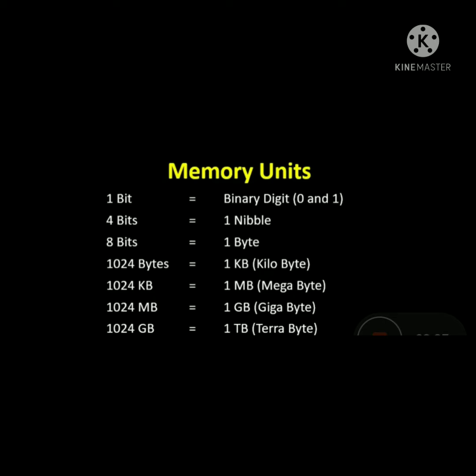And 1024 bytes is equal to 1 KB, which means kilobyte. 1024 KB is equal to 1 MB, megabyte. And 1024 MB is equal to 1 GB, gigabyte. 1024 GB is equal to 1 TB, terabyte.